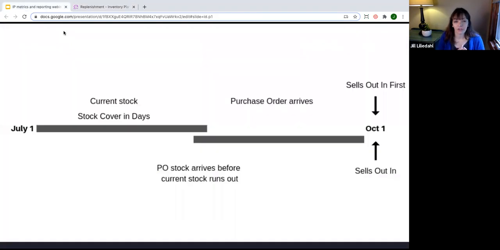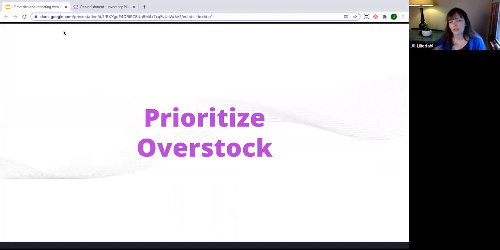All right, so that's a bit about how to prioritize replenishment. I know that we went through that quickly. Definitely pop in with some questions. If you want to know more about that or have other considerations within your store, we can definitely talk through your situation. So now we're going to get into overstock.